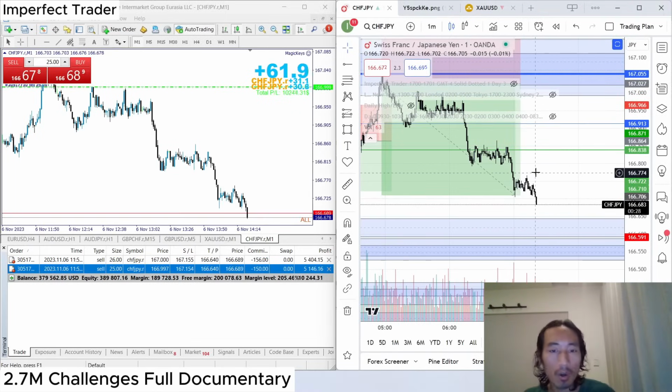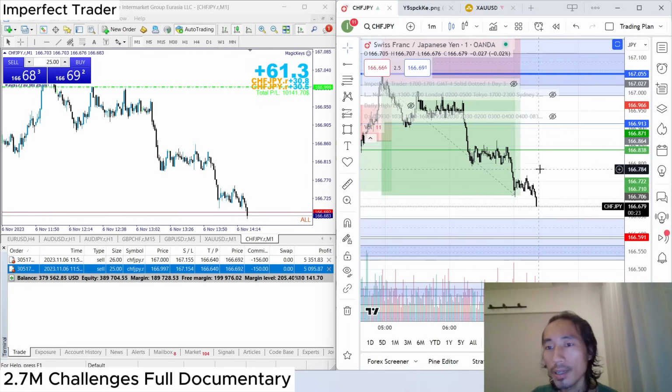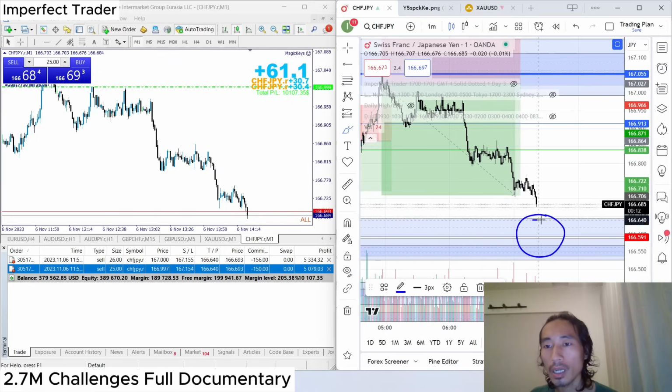Alright, YouTube, we have held this trade for more than 2.5%. Probably I'm going to close the trade around this region. Here is my target. You can see the zone that I marked out right there. So my target is going to be around here.